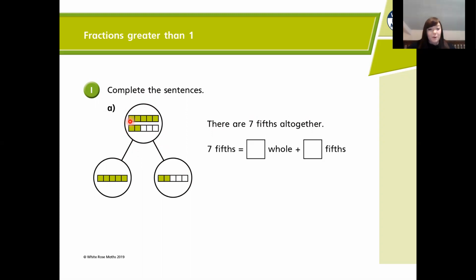And I can see that I've got one whole. We've coloured in one whole. And how many fifths are left over? And that's split into down here. Good. It's 2/5 are left over.